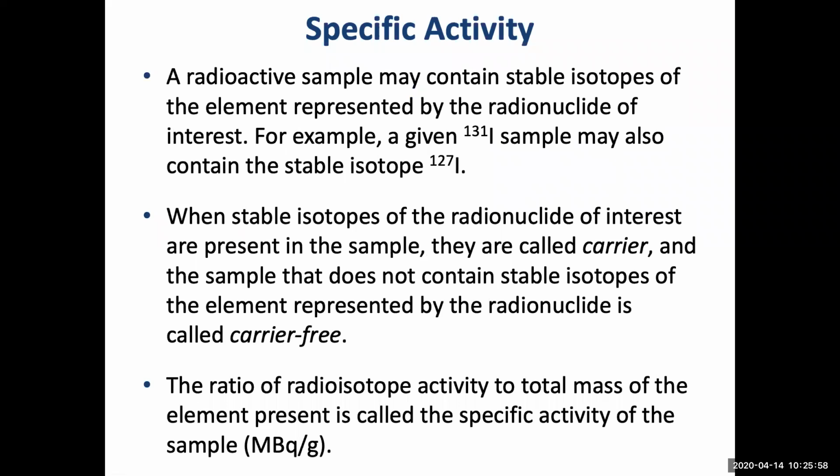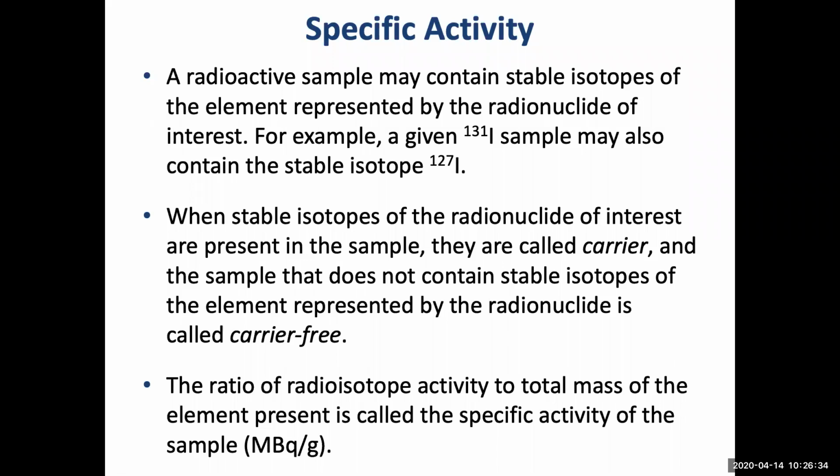The specific activity, let's talk about it now. This is an important term also in nuclear medicine. A radioactive sample may contain stable isotopes of the element represented by the radionuclide of interest. For example, a given iodine-131 sample may also contain the stable isotope iodine-127. So we have radioactive material, and within it we also have stable isotopes. We don't need stable nuclides inside the radioactive material injected to the patient.